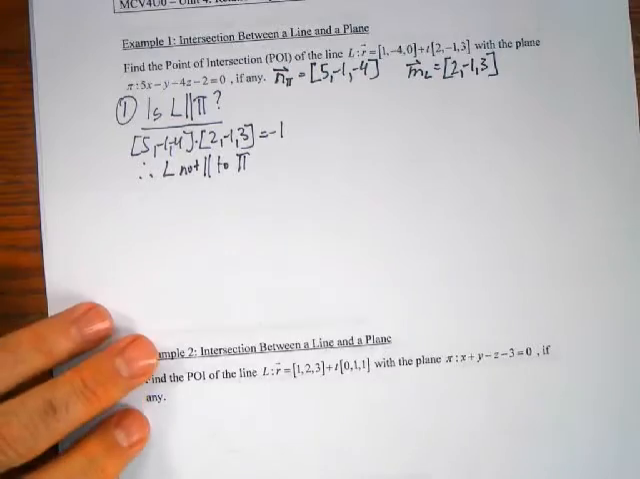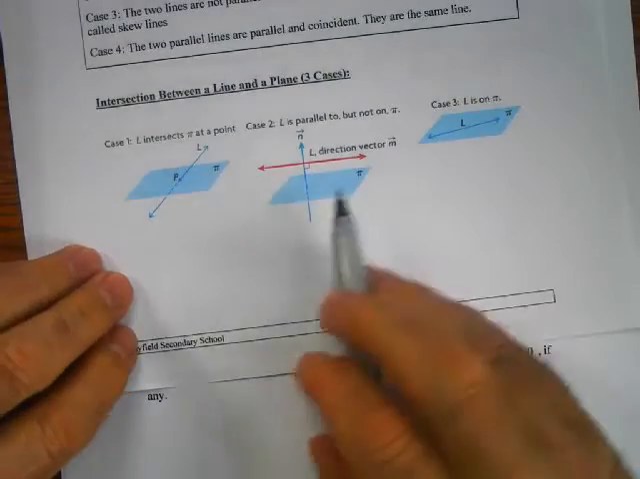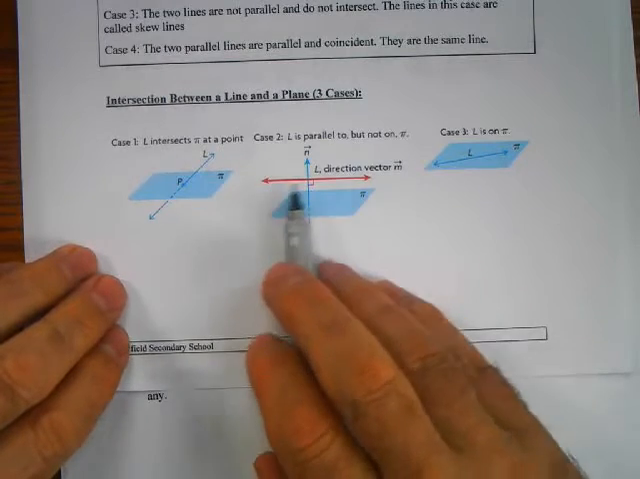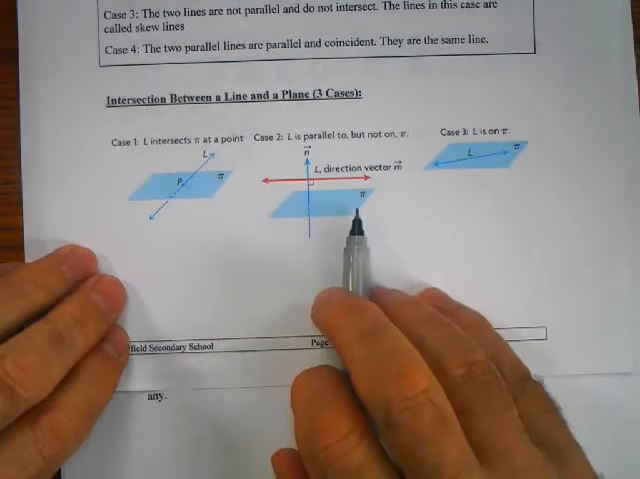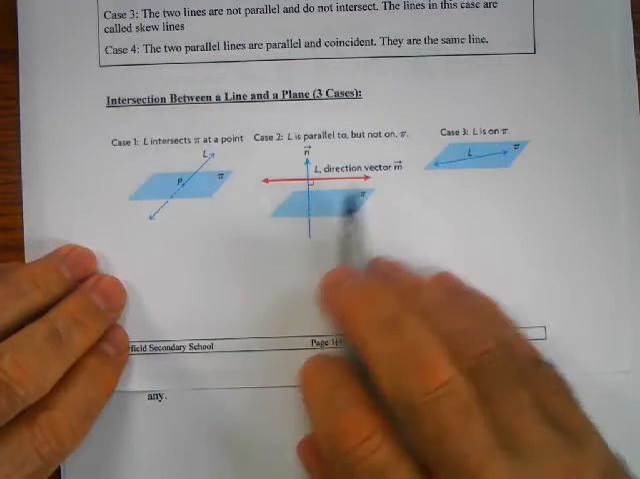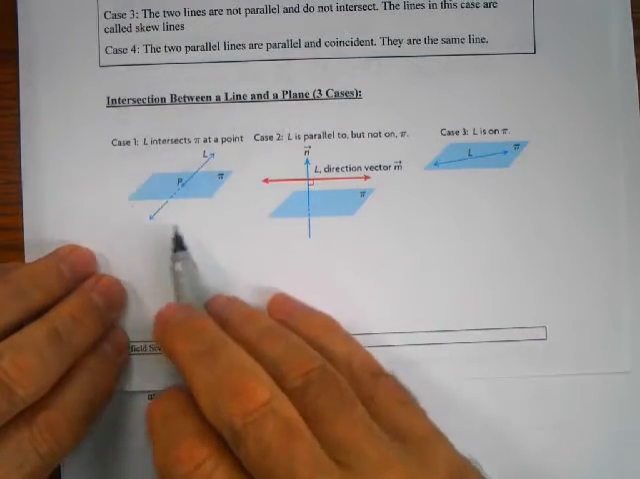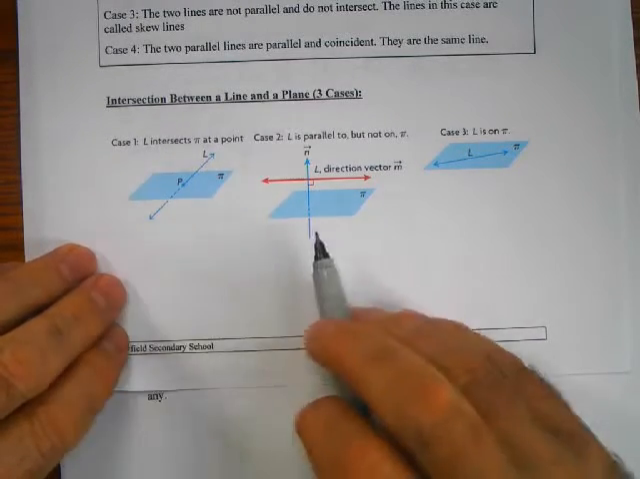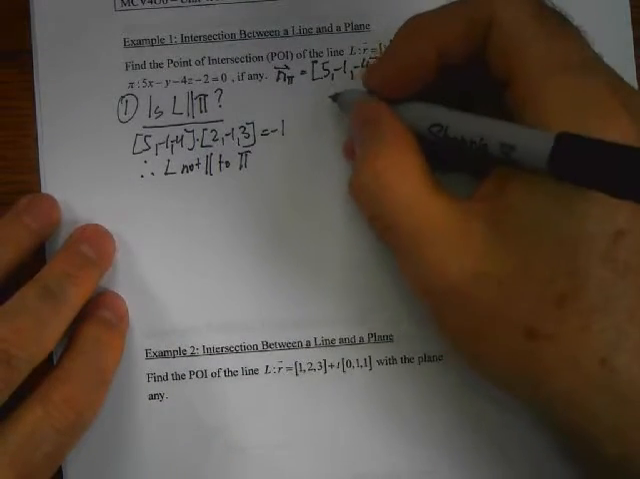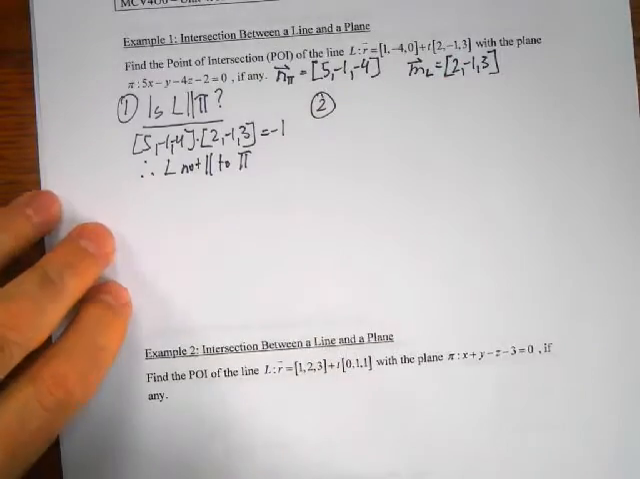If I go back to my cases here of what can happen, in these two cases the line is parallel to the plane. When the line is on the plane, they're obviously parallel too. So I know that the line will intersect at a point, because we've eliminated case 2 and case 3. Then the next thing we do is find that point.